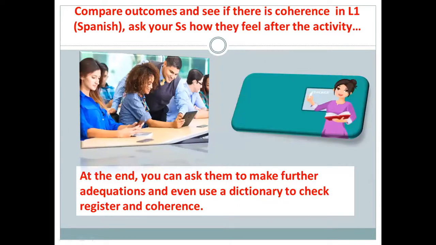Compare outcomes and see if there is coherence in language 1, Spanish. Ask your students how they feel after the activity. At the end, you can ask them to make further adequations and even use a dictionary to check register and coherence.